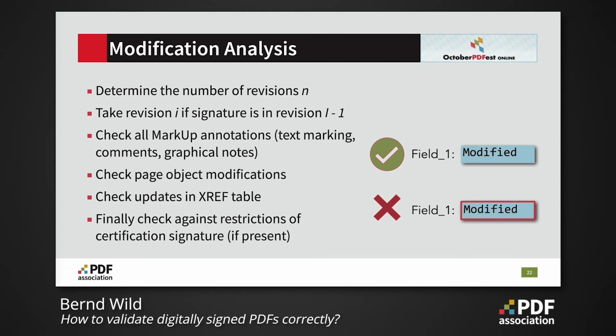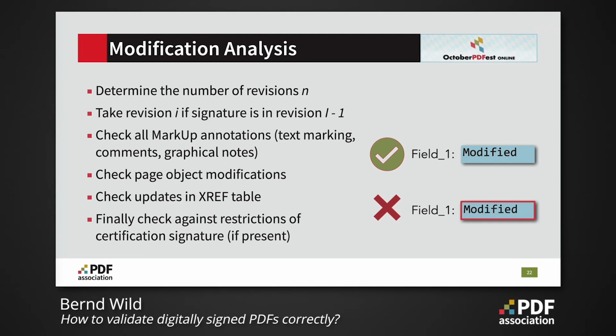Let's take a closer look at the modification analysis. We start with a document that contains n revisions. For each revision, we check whether a signature is included. If so, its validity is checked by the respective byte range. Afterwards, it is determined whether there is a subsequent revision that contains markup annotations or another signature. If markup annotations are present, they are checked for their effect on objects from the previous revision. This means, for example, that the previous page object is only changed to include the new annotation. Additional non-permitted objects may not be inserted.